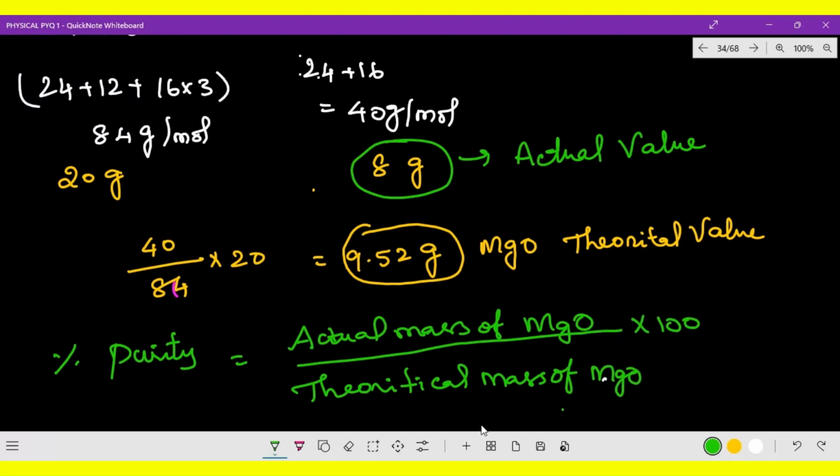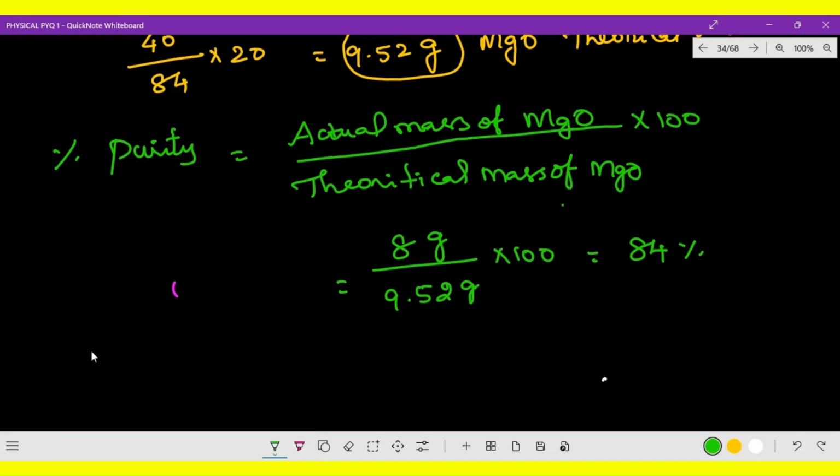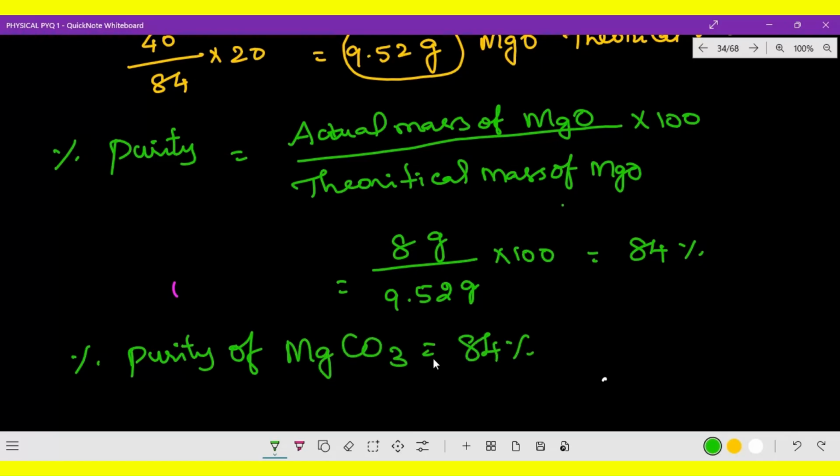The actual value is 8 grams. The theoretical value is 9.52 gram. So 8 gram by 9.52 gram into 100. When you calculate, you are getting 84 percentage. So the percentage mass purity of magnesium carbonate, how much is it? 84%. I hope you got the clarity.